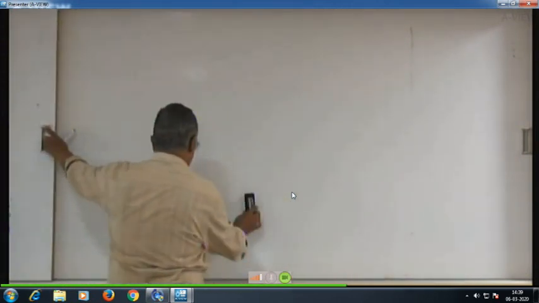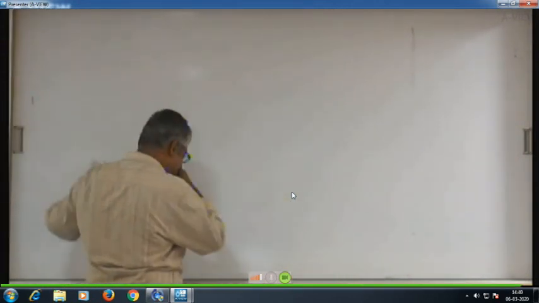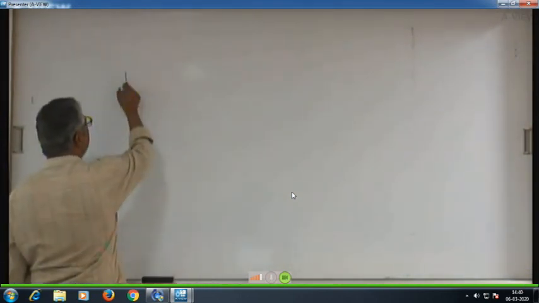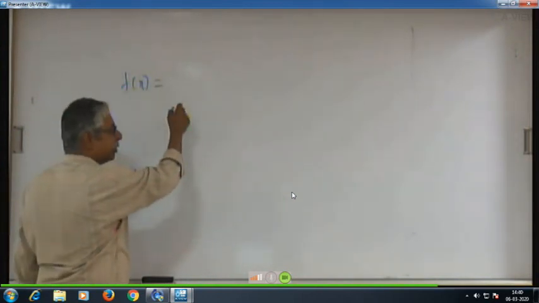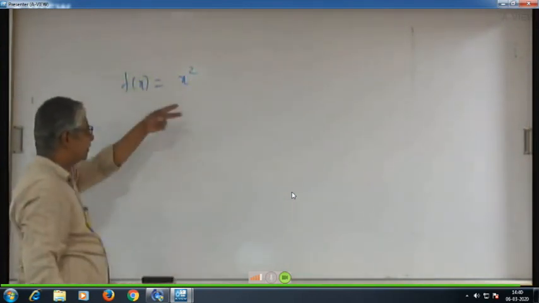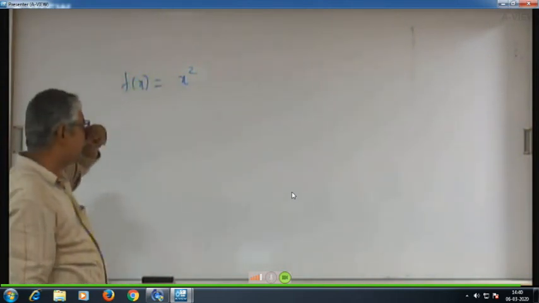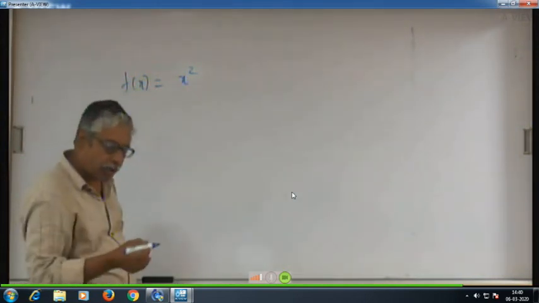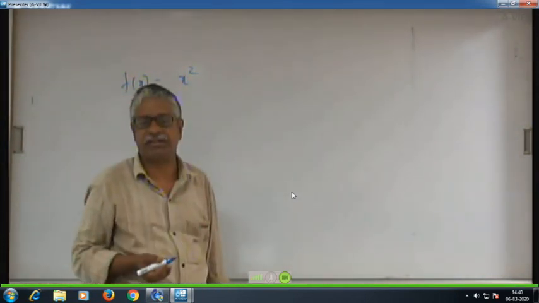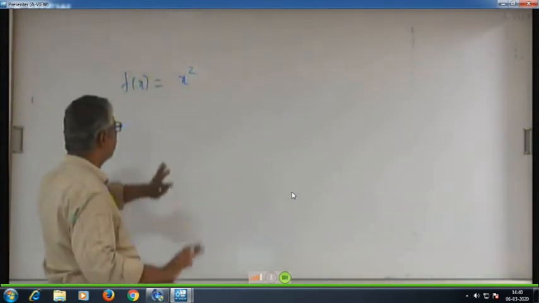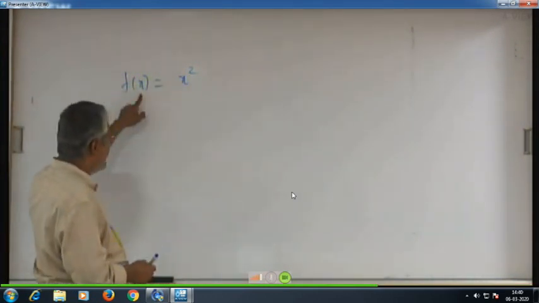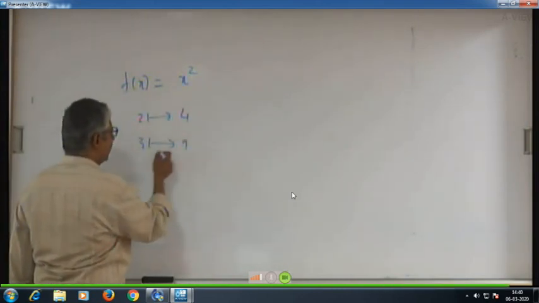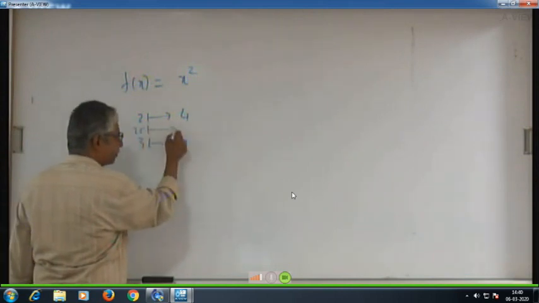The next point I want to talk about is the following. You must have all seen this in case of usual functions. For example, in case of a real function, you have f(x) equal to x square. So let us take the real number functions from real line to real line. Let me try to tell you the geometry of this. You see, 2 goes to 4, 3 goes to 9. Of course, 2.5 also goes to 6.25.